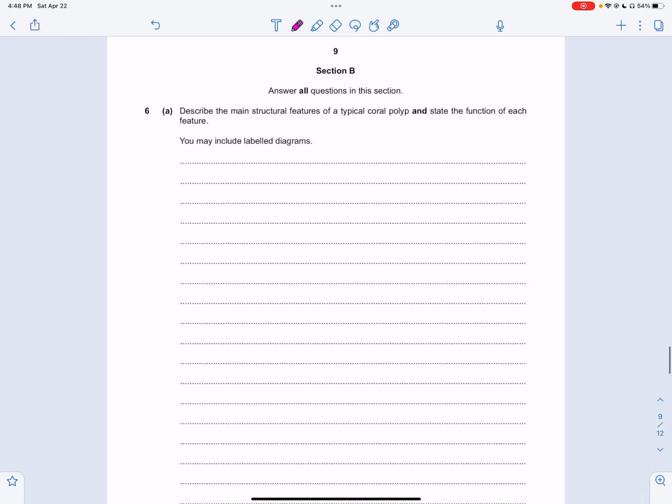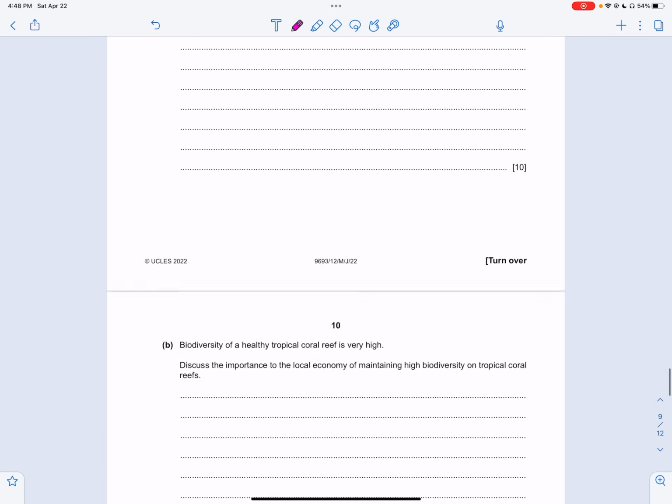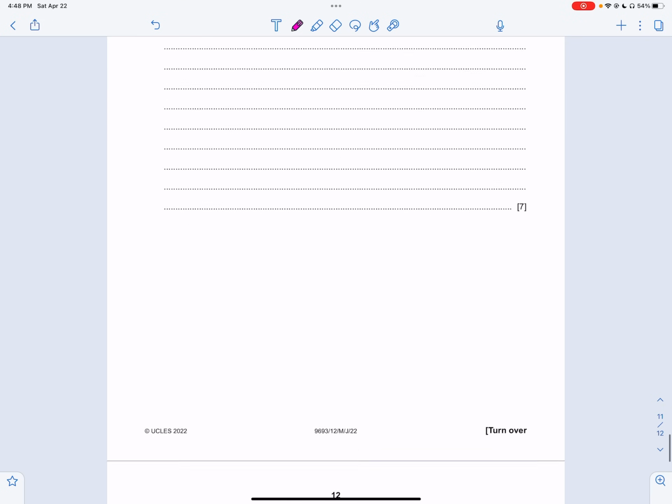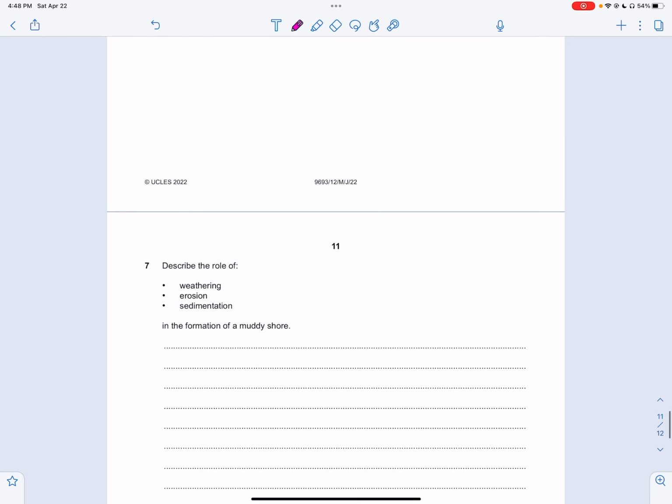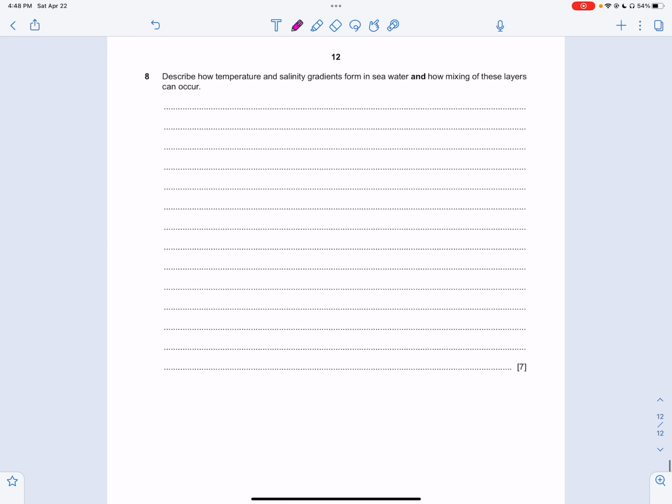Yay. Describe the main structural features of a coral polyp and state the function of each feature. You may include a labeled diagram. And then what we got, 2 left. Biodiversity. Oh, 3 left, 4. 3 left. Muddy shore and our gradients.